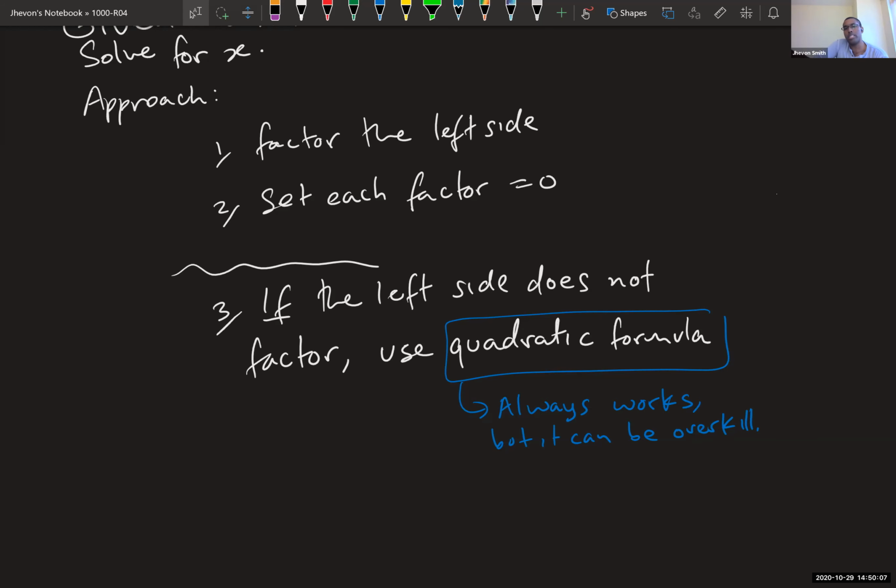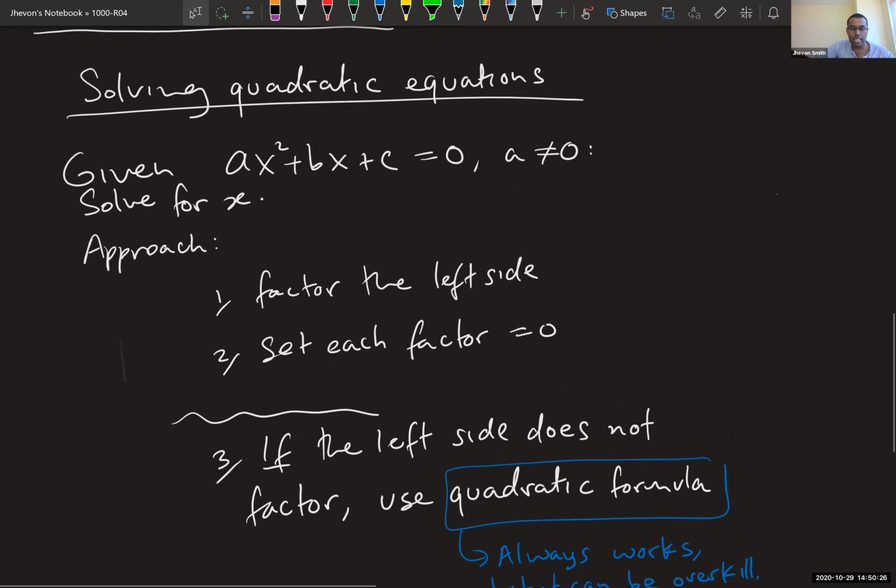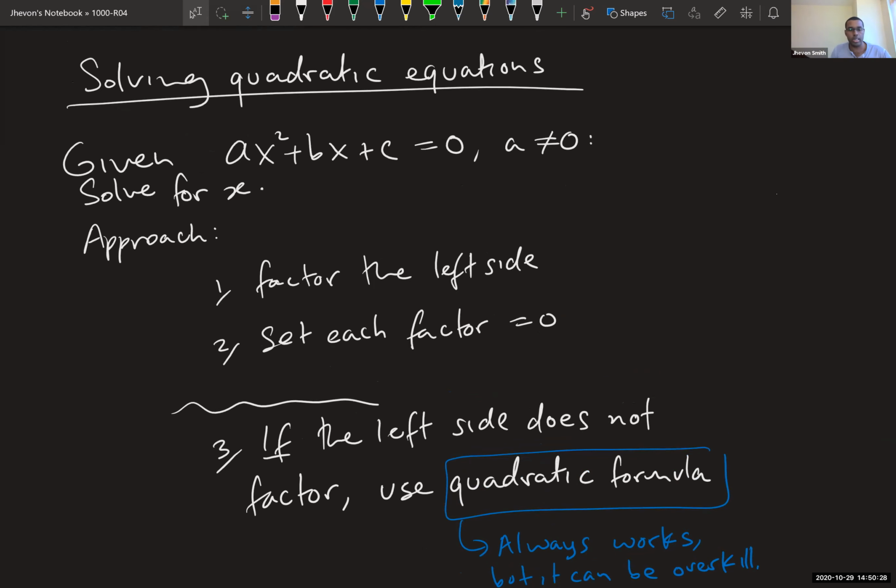So I would probably say you see a random quadratic, I ask you to say it's equal to 0, and I ask you to solve. First thing I would try to do is factor, set each factor equal to 0. If I realize it doesn't factor, then try the quadratic formula. And we've gone over factoring, so I'm not going to explain that anymore. But that's essentially the approach you would take in solving a quadratic equation.